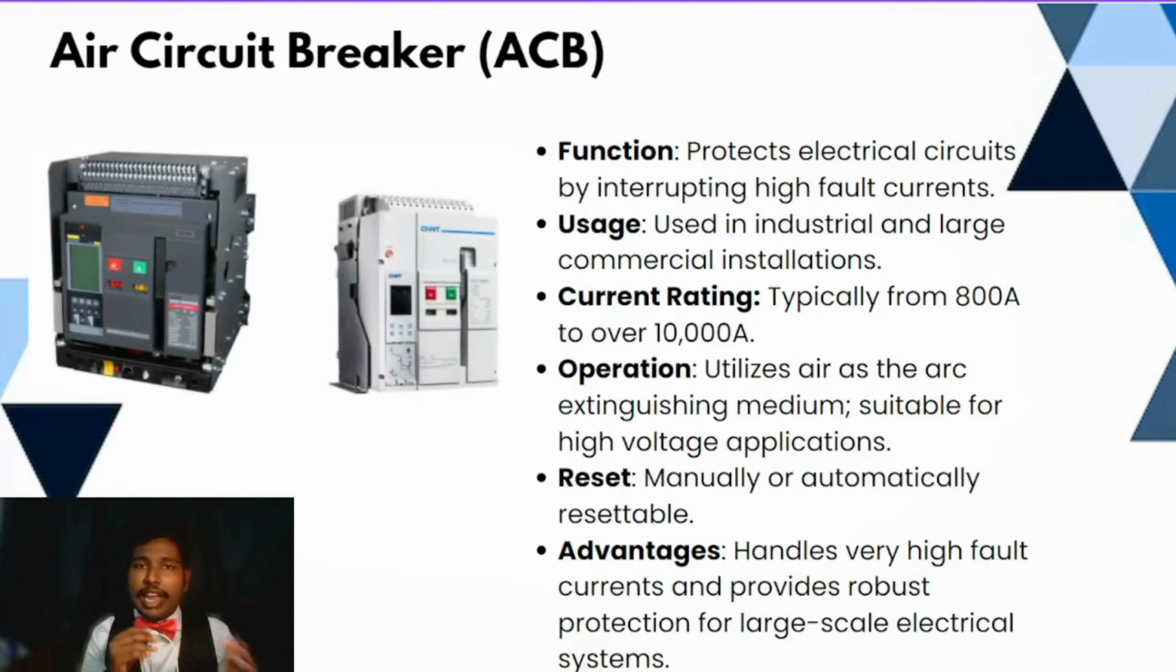Next comes the air circuit breaker. An air circuit breaker protects electrical circuits by interrupting high fault currents, and it is usually used for industrial and large commercial installations. For the current rating, it typically ranges from 800 amps all the way to a few thousand amperes, and it may vary according to the manufacturer.